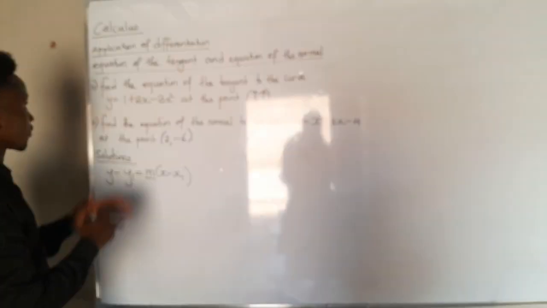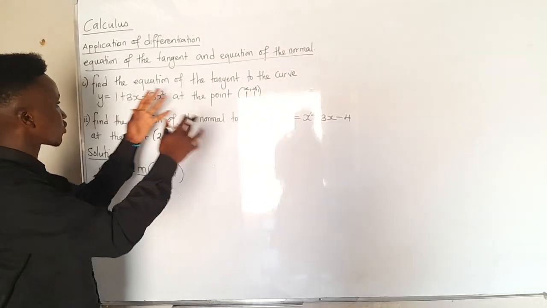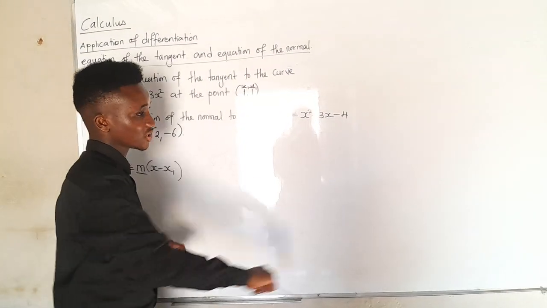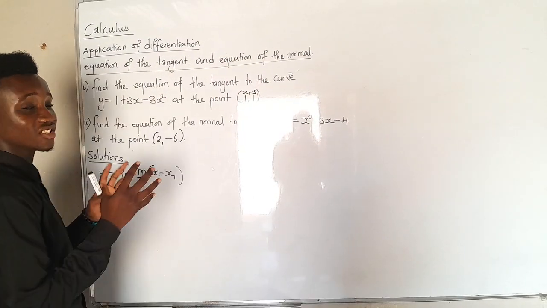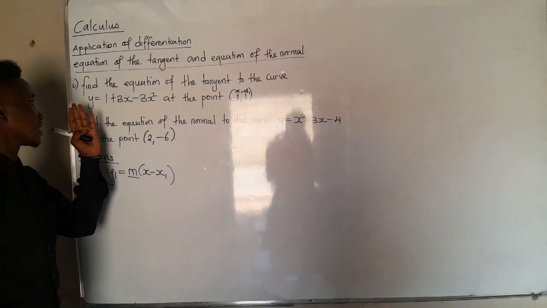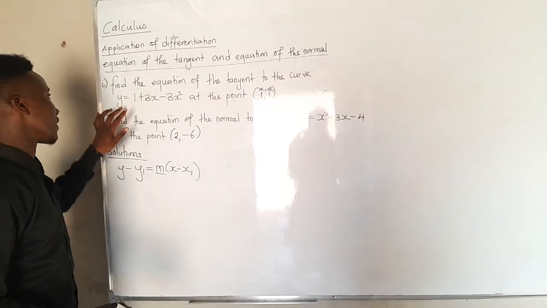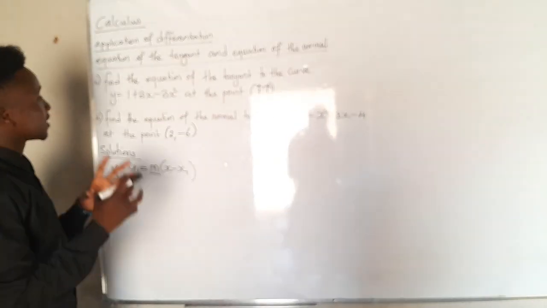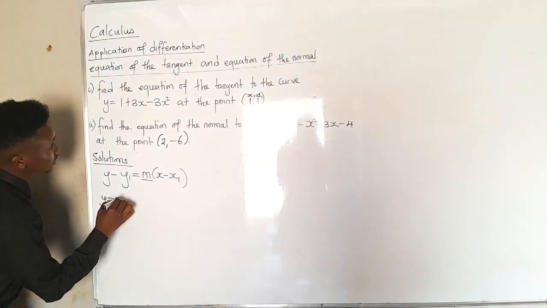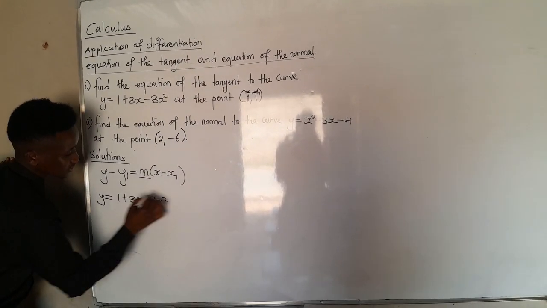So to get into solving this problem, they have told us to find the equation of the tangent to the curve. So we've got a curve, and that curve has a line touching it at one point which is called the tangent. So how do we find the equation of that tangent if we've been given the equation of the curve? To find the equation of the tangent, we first need to differentiate the equation of the curve. So we've got the equation y is equal to 1 plus 3x minus 3x squared.